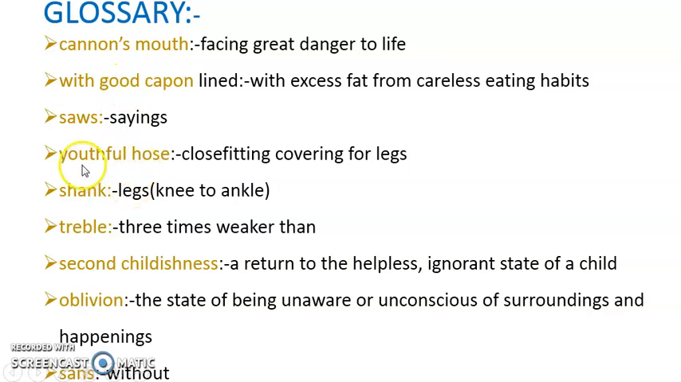So let's look into some of the meanings that we did. We have cannon's mouth, that is facing great danger to life. With good capon lined, that is with excess fat from careless eating habits. Saws, sayings. Youthful hose is close-fitting covering for legs. Remember, children, there is another meaning for this word hose, but here it means clothing. Sans, legs, knee to toe. Treble, three times weaker than. Second childishness, a return to the helpless, ignorant state of a child. And oblivion, the state of being unaware or unconscious of surroundings and happenings. And lastly, we have sans. Sans is without.